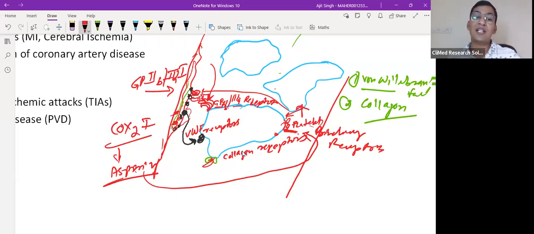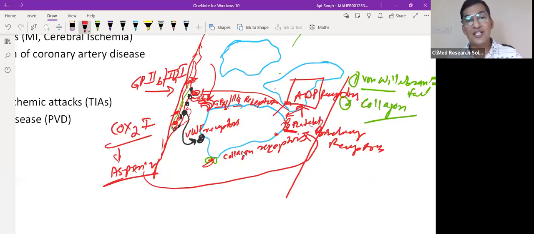Number three. The mechanism is that there are not only the COX receptors, GP2b3a receptors or collagen receptors, but there are ADP receptors also. This is called the ADP mechanism of platelet binding. ADP and ATP molecules are also secreted from the injured site and converted into ADP.